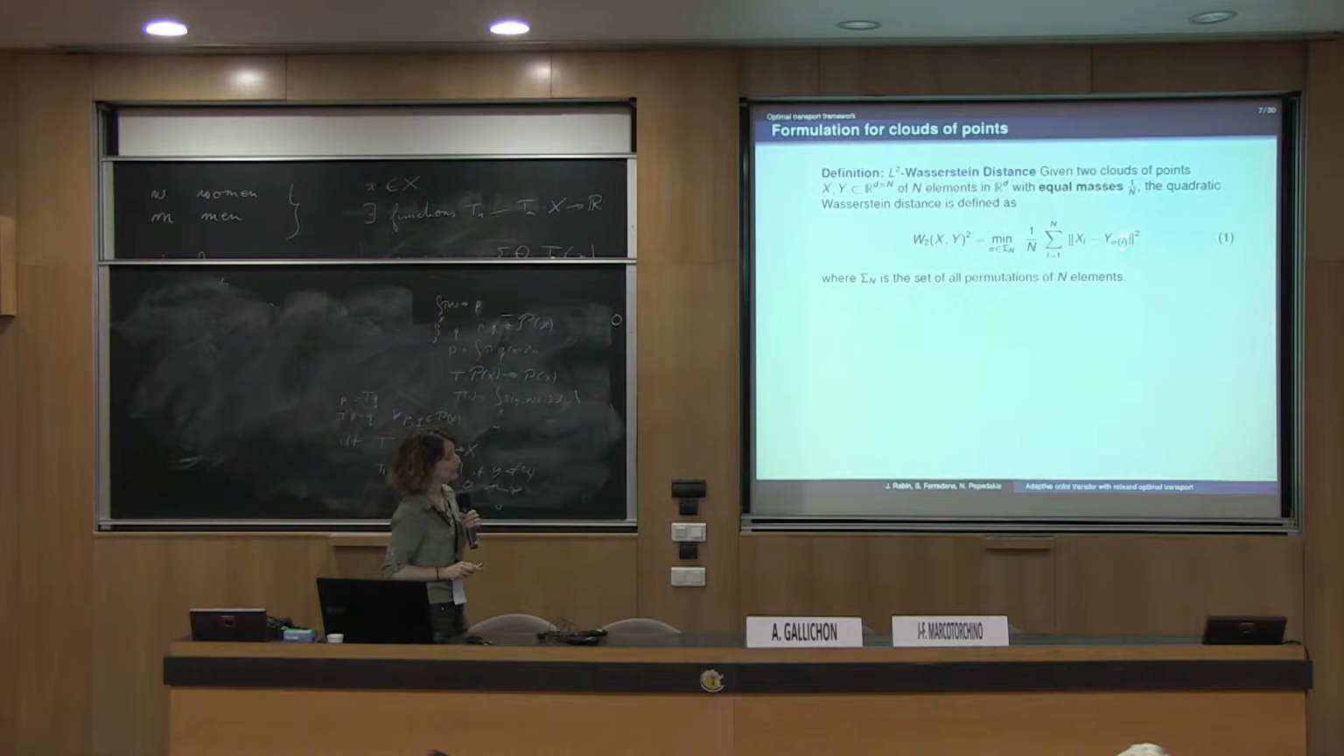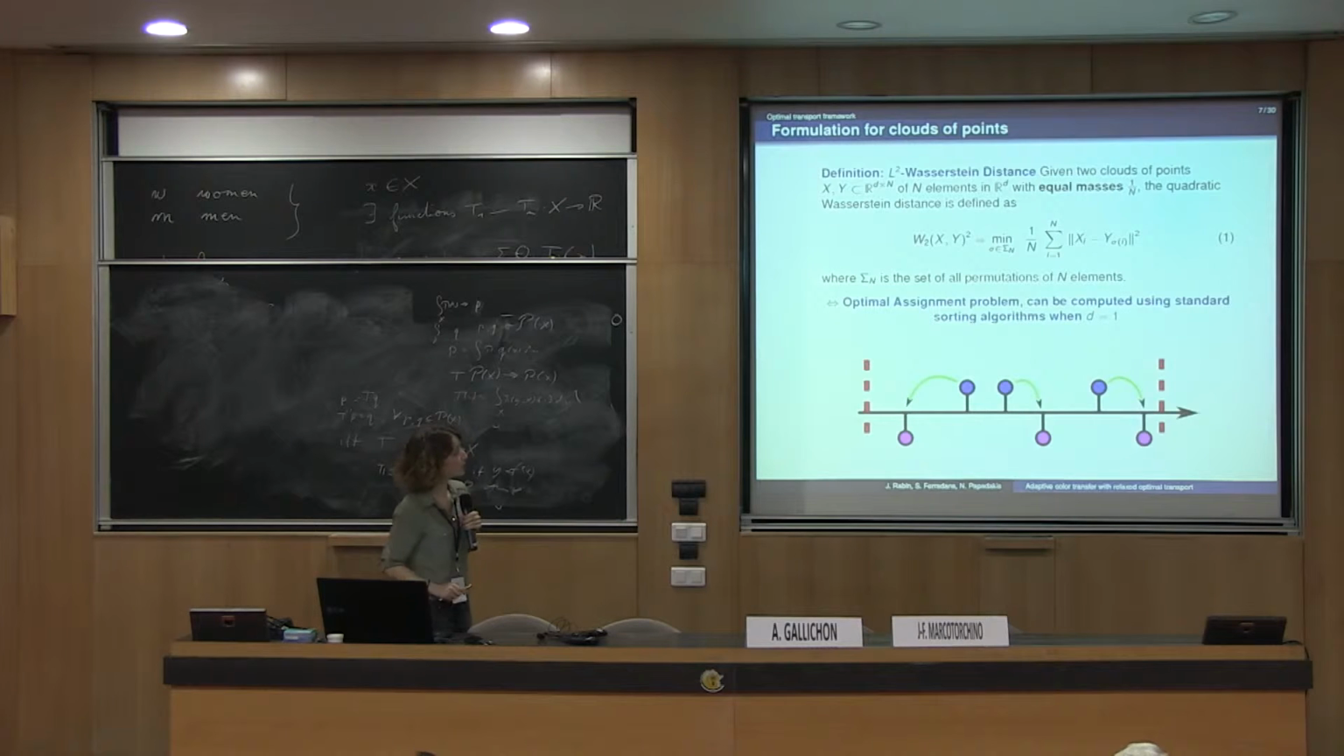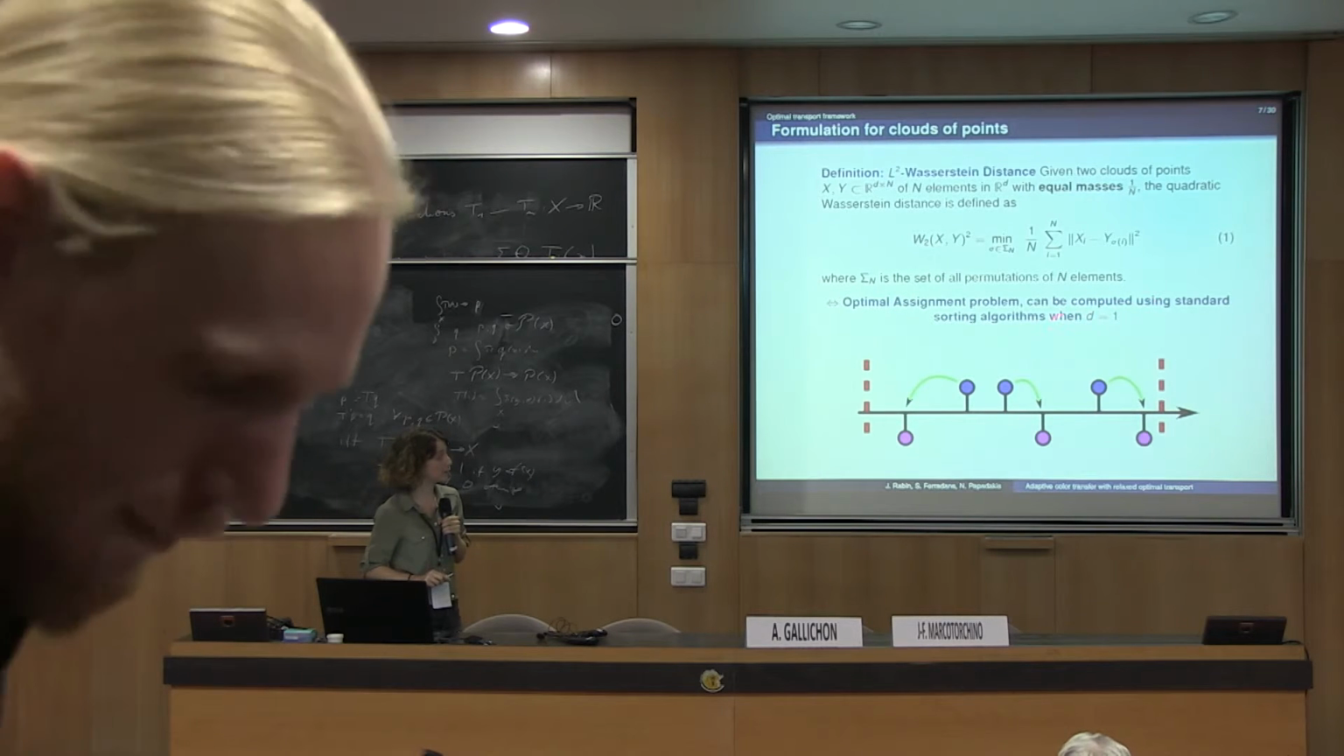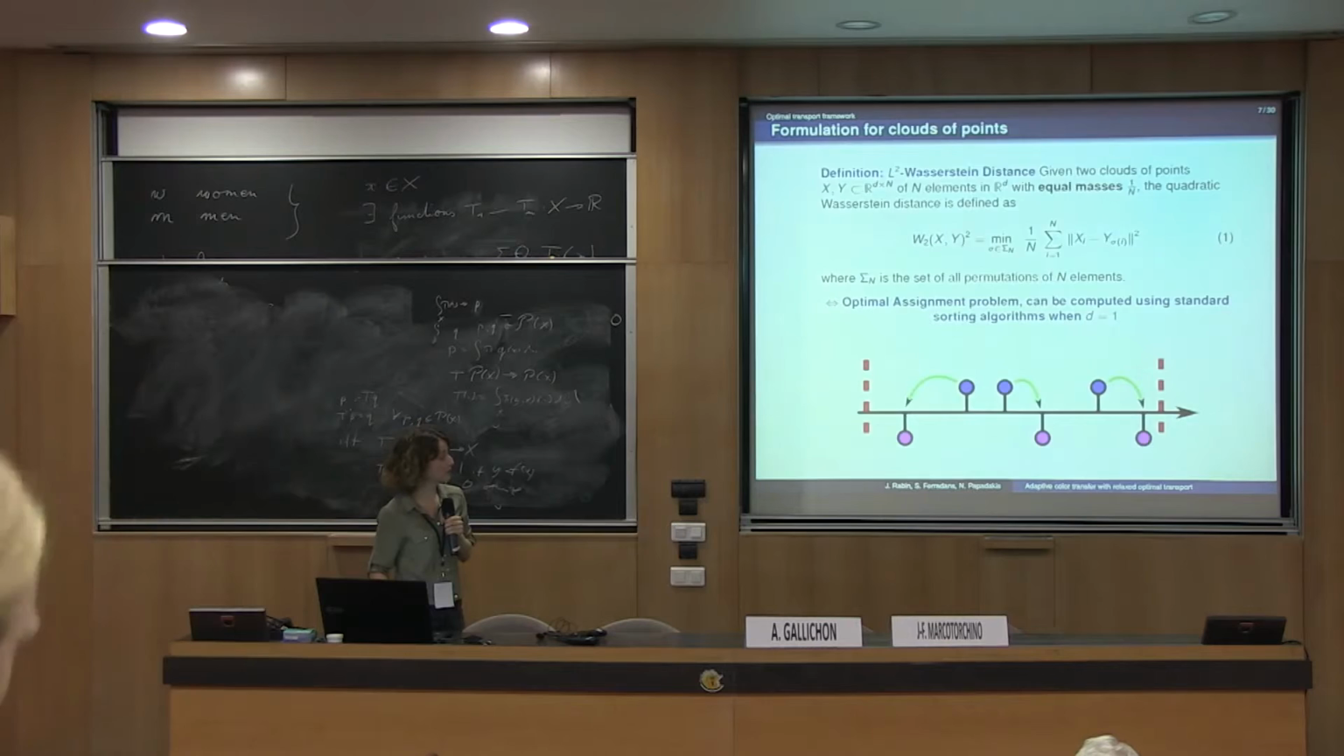What does it mean to find the best element in the other data set? It means to find the permutation matrix that maps x onto y. Imagine this is our discrete distribution x, this is our discrete distribution y, and this is our sigma. For every element, we want to find a mapping on the other group of points. Of course, this is very well known. This is the optimal assignment problem, and it can be very easily solved when d is equal to 1, when our dimension is 1.